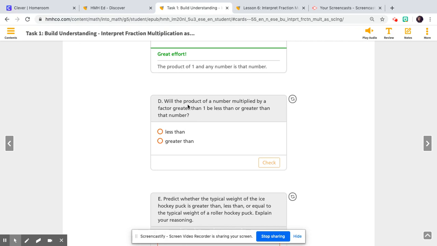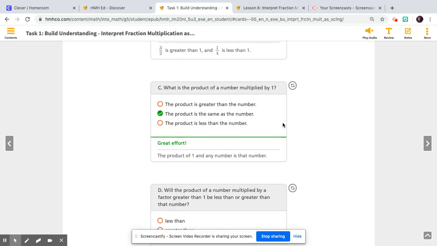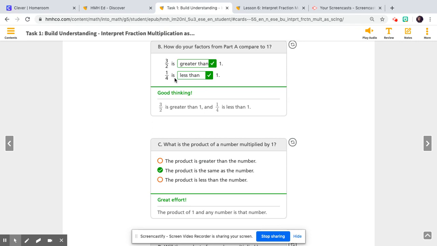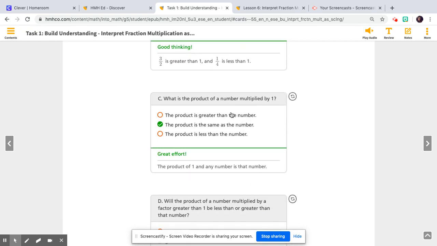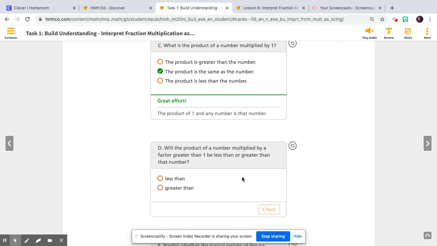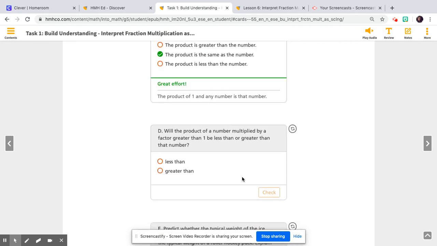Part D says, will the product of a number multiplied by a factor greater than 1 be less than or greater than the number? Let's think about our problem here. When I'm multiplying 1/4 times 3/2, is my answer going to get greater or smaller? I know if I multiply by 1, it would stay the same. So if I'm multiplying by something that's greater than 1, is it going to get bigger or smaller? Right, it's going to get greater than.